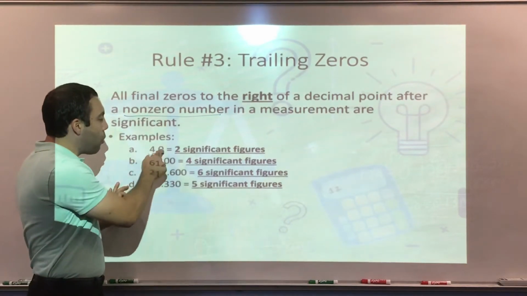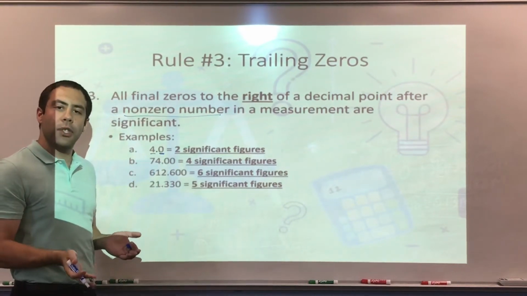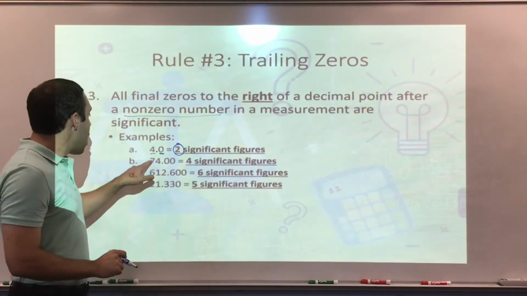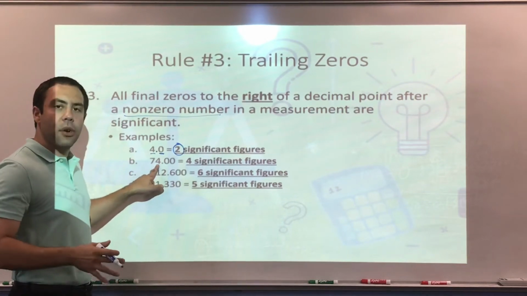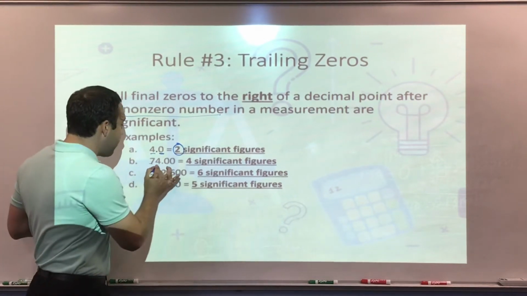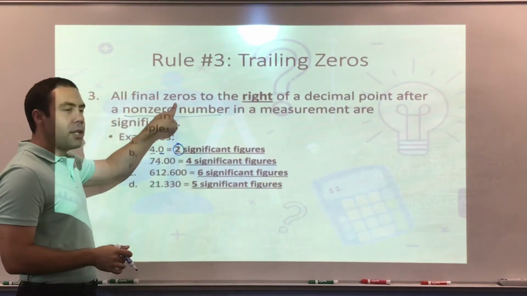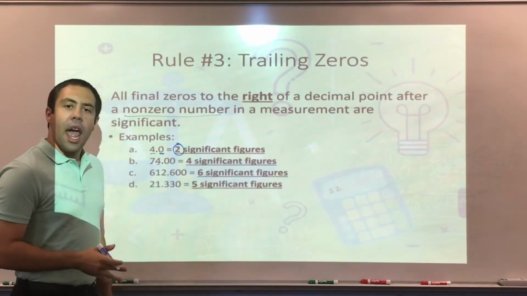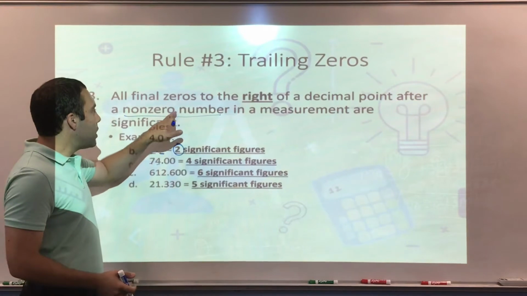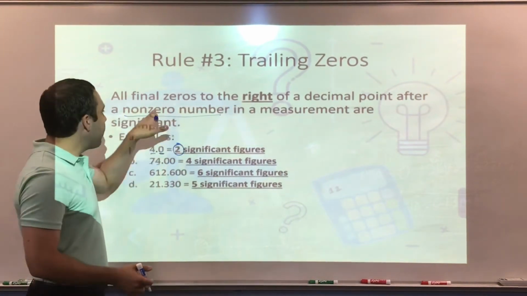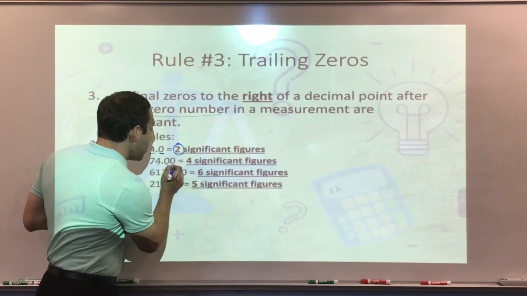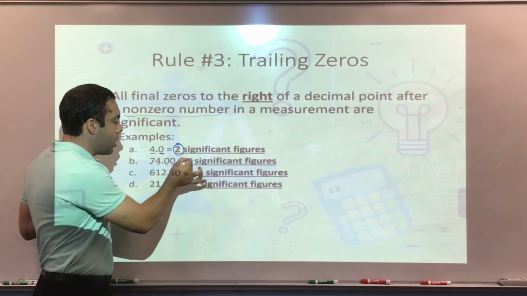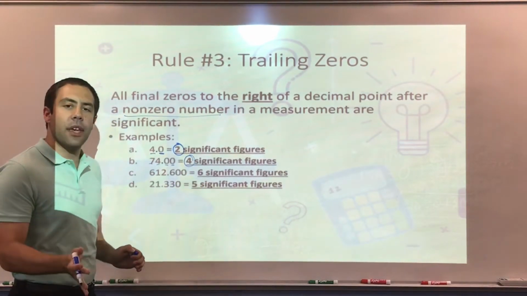So in this case, for 4.0, both of those numbers are significant, so 4.0 has 2 significant figures. For letter B, 74.00, very similar. I have the 7 and the 4, both non-zero numbers, so far I have 2 significant figures. Then I have a decimal point, and then I have 2 zeros. Since those zeros are to the right of the decimal point, after a non-zero number, both of those zeros are significant figures. So for letter B, 74.00 has 4 significant figures.